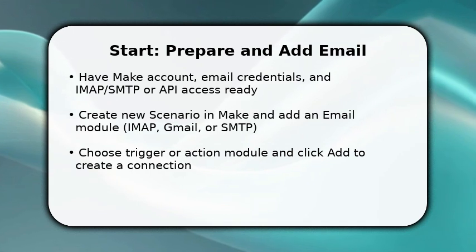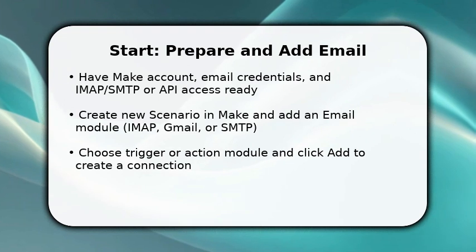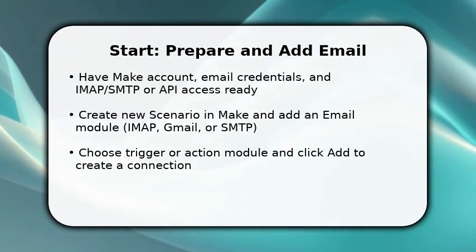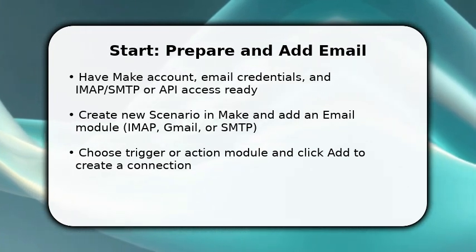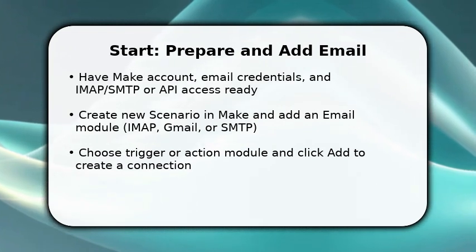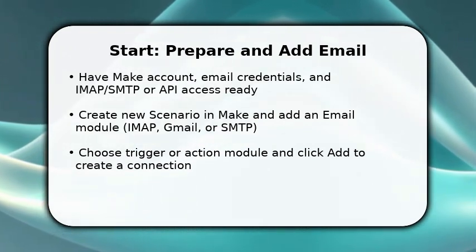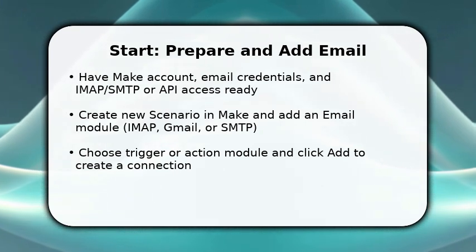Once ready, open Make and create a new scenario. Add an email module, pick IMAP for inbound, SMTP for outbound, or a provider-specific API like Gmail. Make sure to select whether this is a trigger or an action. That choice determines the module options you'll fill next. Start the connection flow now to move from planning to configuration.